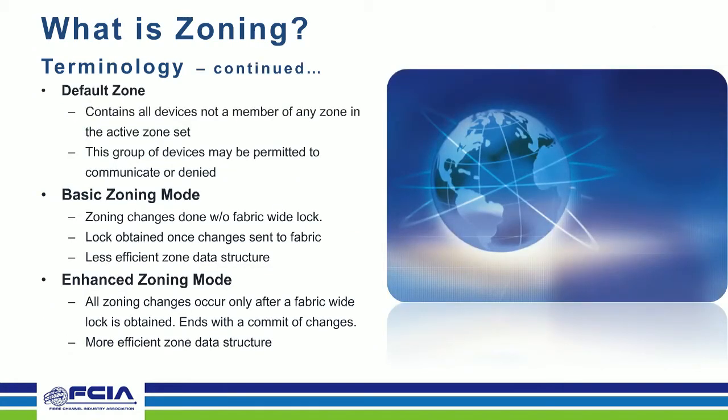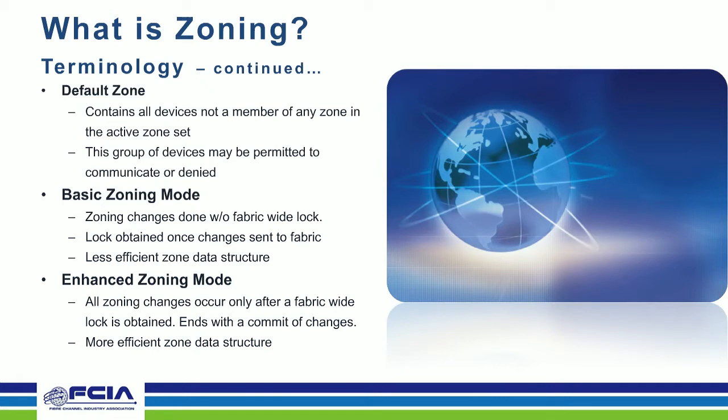The default zone, as I already mentioned, contains all of the devices not a member of any zone in the active zone set. This group of devices may be permitted to communicate or denied. In general, you want to deny this. You want to make sure that you are doing explicit zoning and you, the user, are dictating which devices are allowed to talk with which other devices.